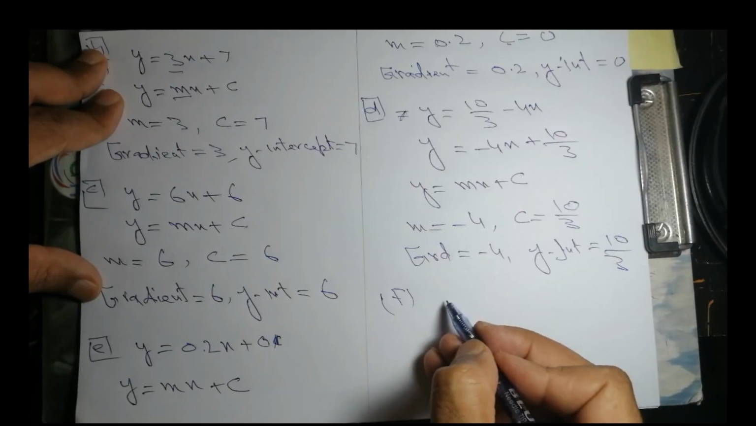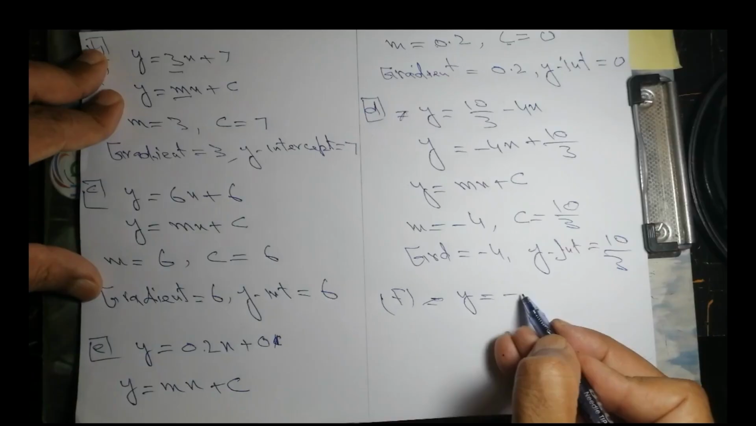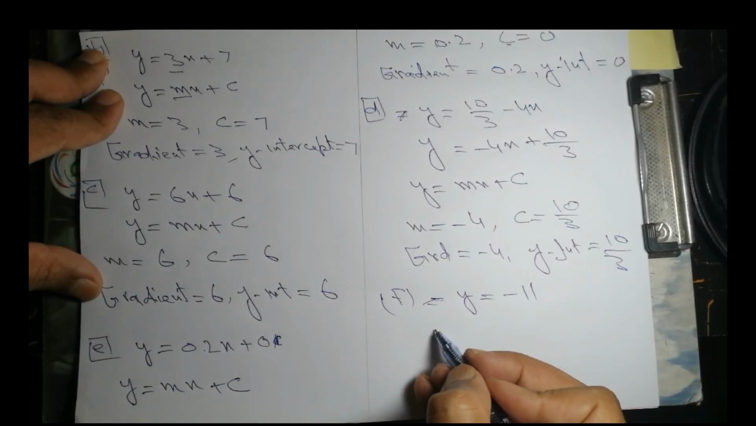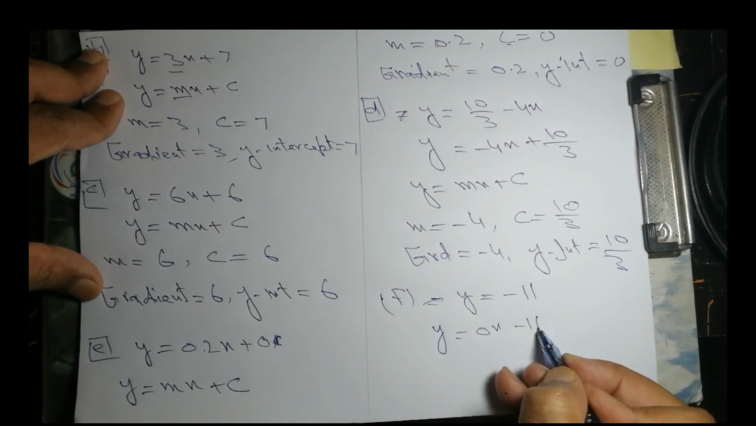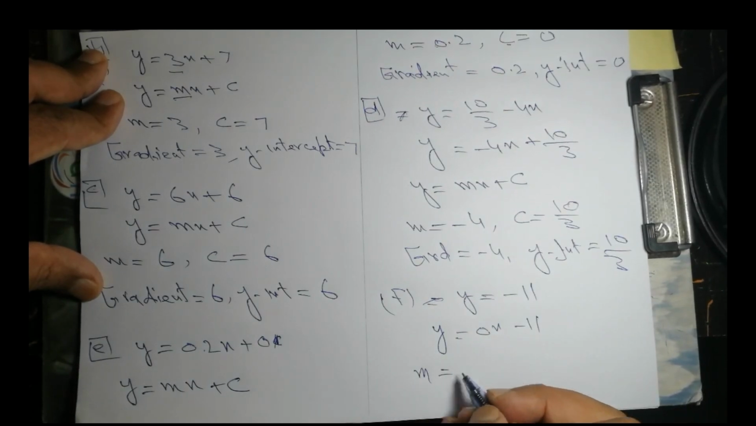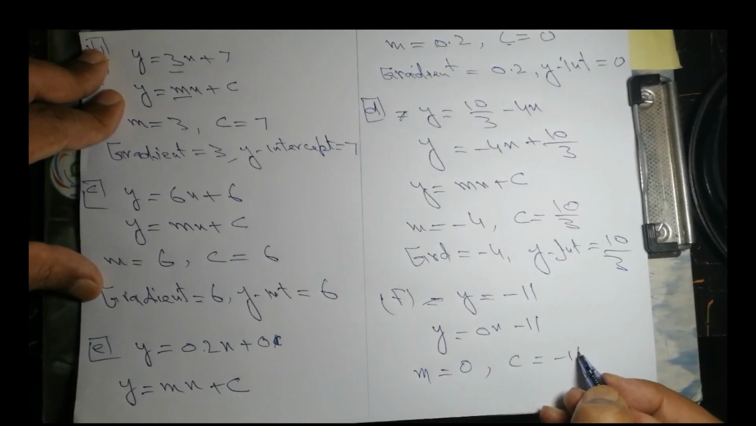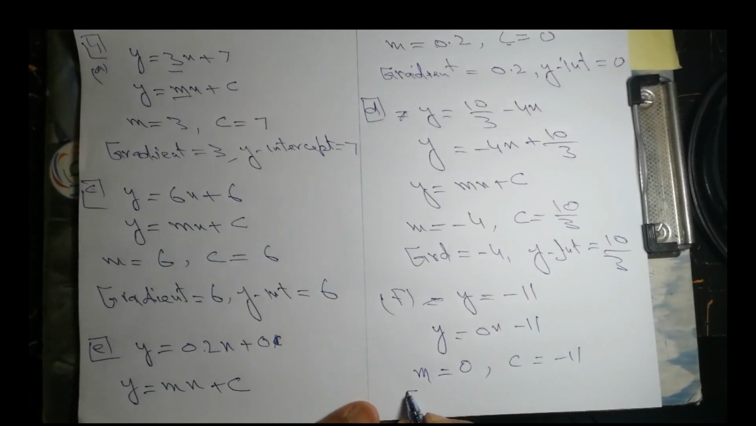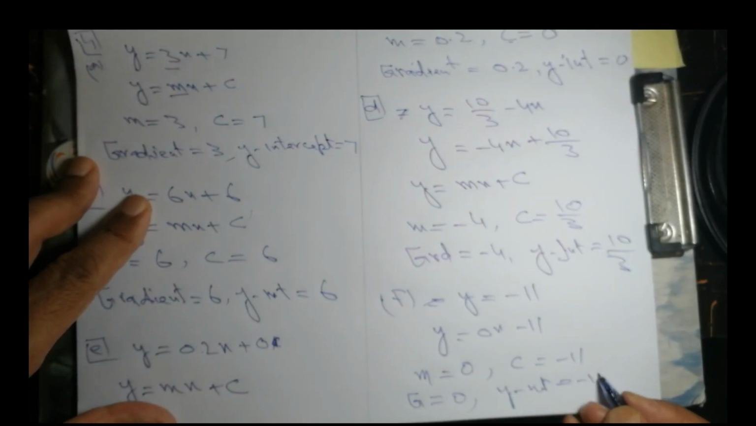Last part of this question, f, y equal to minus 11. So we can write y equal to 0x minus 11. So m equal to 0 and c equal to minus 11. So gradient equal to 0, and y-intercept that is equal to minus 11.